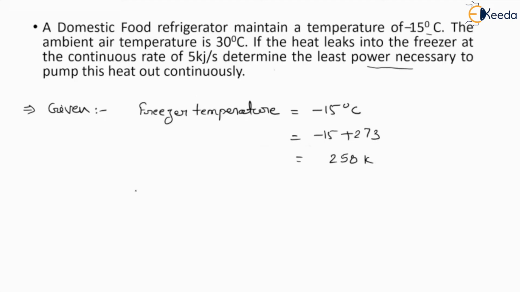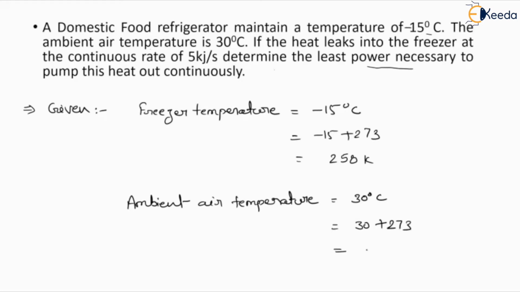Now we have the ambient air temperature. This ambient air temperature is the higher temperature. It is given as 30 degree. We will convert this 30 degree into Kelvin, so it will be 30 plus 273, which is 303 Kelvin. Suppose this is our T2 and this is our T1.